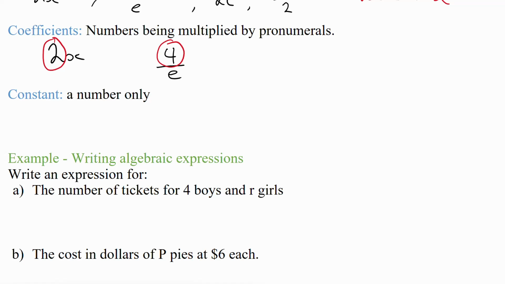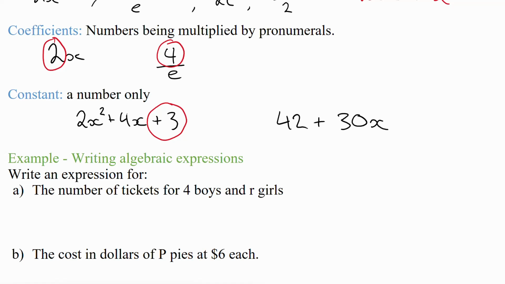The next thing we're going to look at is what we call a constant, and this is usually the number that's by itself. It's not connected to any pronumerals in an expression. So let's say I have some sort of a quadratic, like this, 2x squared plus 4x plus 3. My constant is this number at the end, that 3. If I had something like 42 plus 30x, my constant here would be the 42. Right? It's the number that isn't connected to a pronumeral.